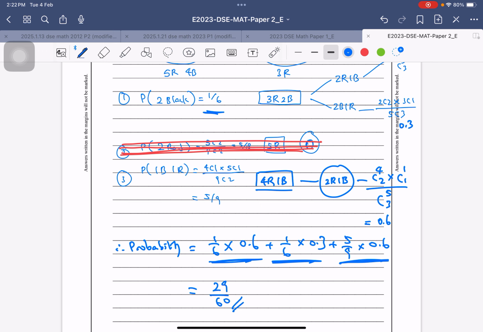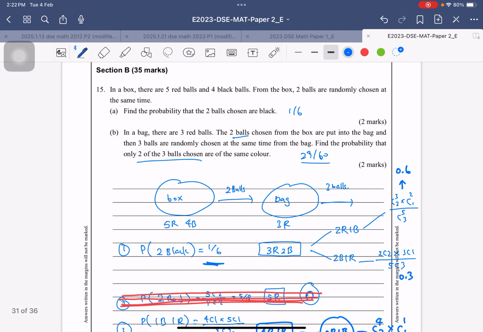It seems very hard, but you just need to consider the cases separately. You need to identify which ones are different decisions, which ones are different cases. But if you can do part A, you can see part A is 2 marks, part B is also 2 marks. So if you can get part A's 2 marks, it's enough for section B. But if you have time, then try part B. If you don't have time, then just leave it. For those kinds of part B questions, you just leave it first. If you have time, then come back and do it. Okay?